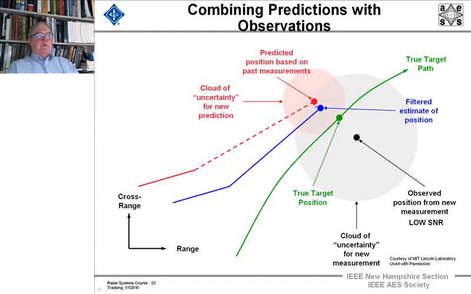So we have a difference between the predicted position based on past estimates back here and the filtered position, which says the target should be here. So they're a little different. And we have a cloud of uncertainty for the new measurements, and the observed position from the new measurement with low signal to noise ratio. And we have the issue of where do we want to put, or do we want to associate, the observed detection.